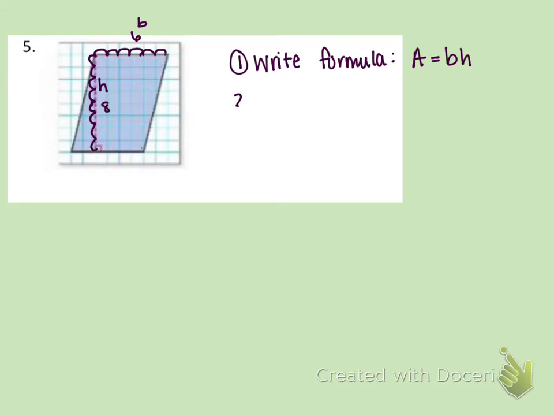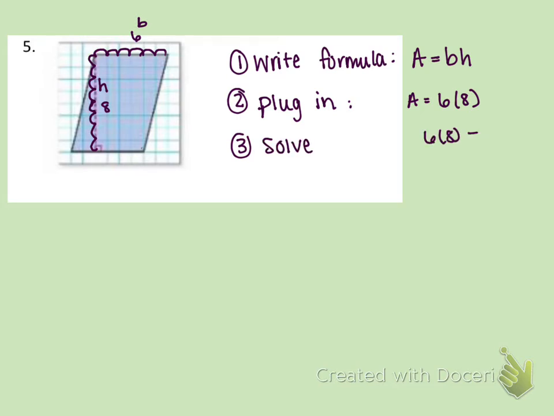Okay, so then your second step would be to plug in. Area equals, your base was 6, so instead of B, we're going to write 6. And your height is 8, so instead of H, we're going to write 8. Step 3 is to solve. We should know that 6 times 8 equals 48. And then step 4 is your answer. Area equals 48. Here we don't have a measurement like centimeters or inches, so we're just going to write units squared.